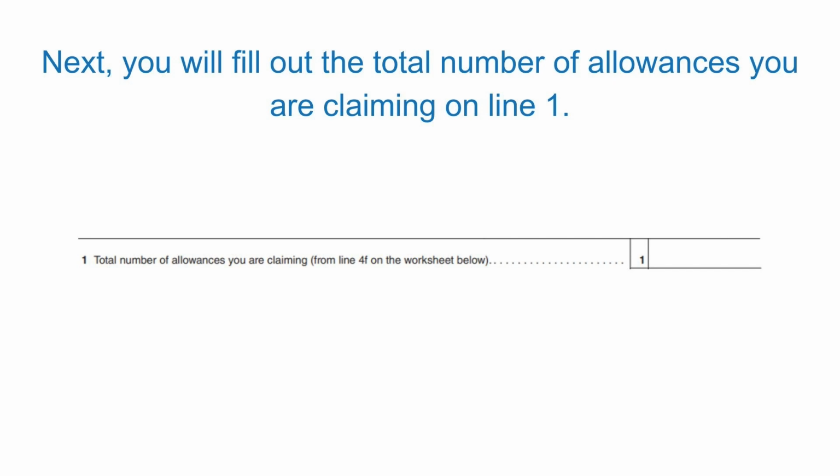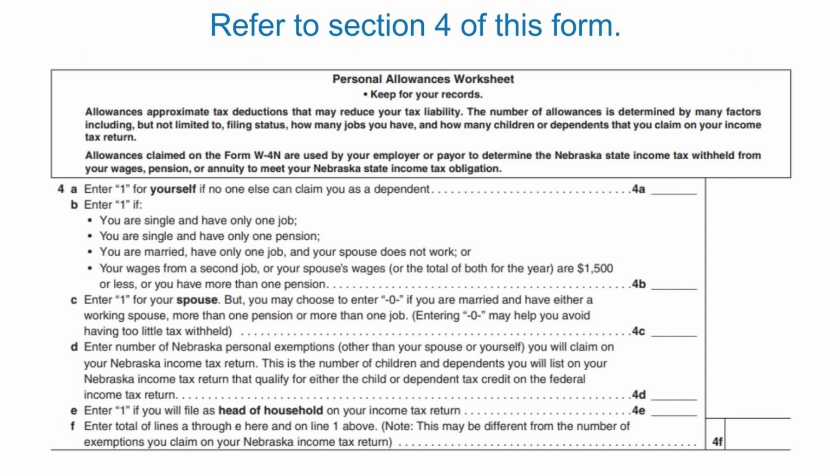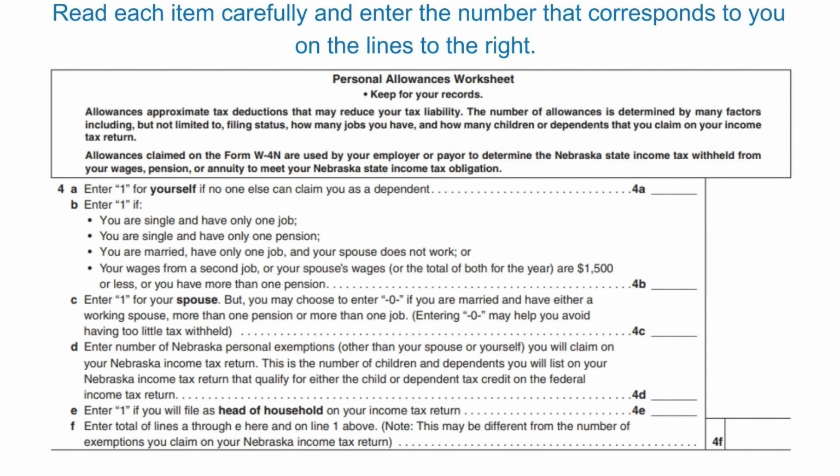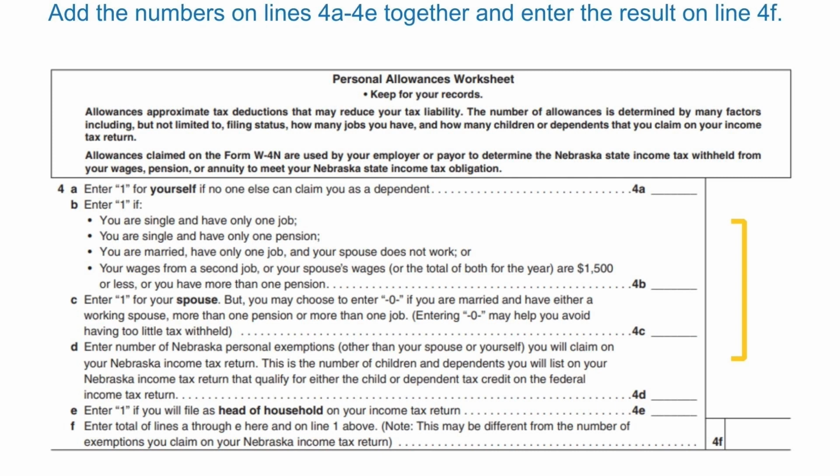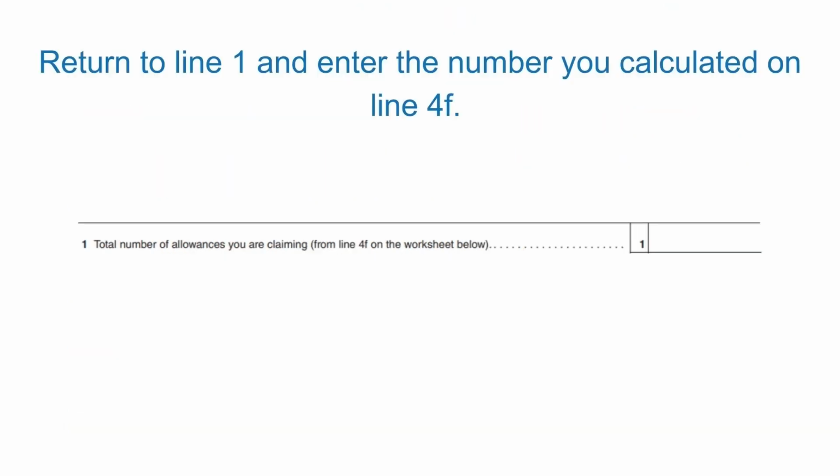Next, you will fill out the total number of allowances you are claiming on line 1. To calculate this number, refer to Section 4 of this form. Section 4 contains the Personal Allowances worksheet. Read each item of this section carefully and enter the number that corresponds to you on the lines to the right. Once you have completed lines 4A through 4E, add the numbers on those lines together, and enter the result on line 4F. This will be the total number of allowances you are claiming on line 1 of this form. Note that this number may be different from the number of exemptions you claim on your Nebraska income tax return. Return to line 1 and enter the number you calculated on line 4F.